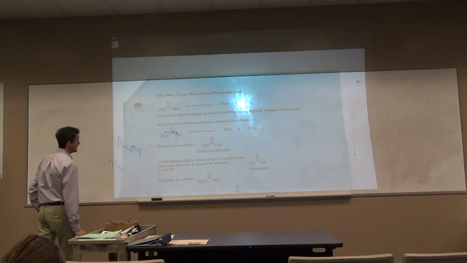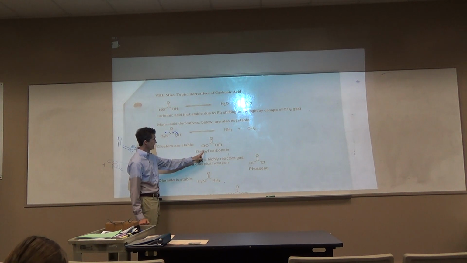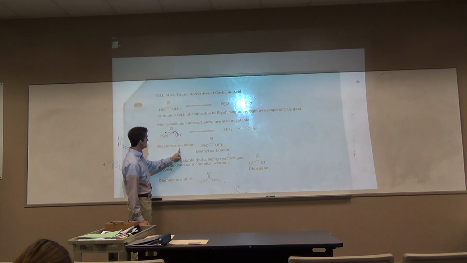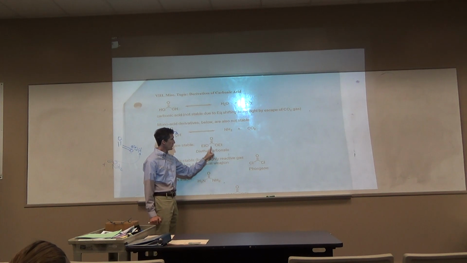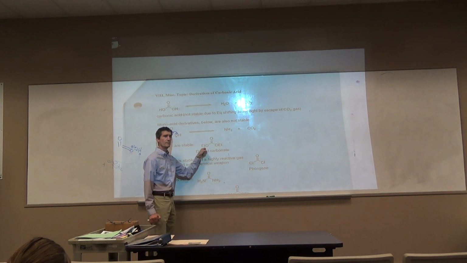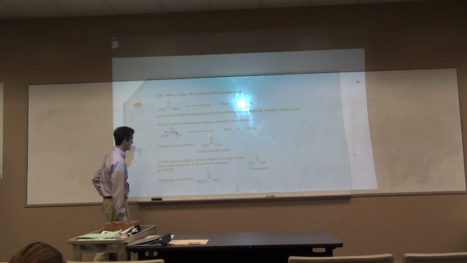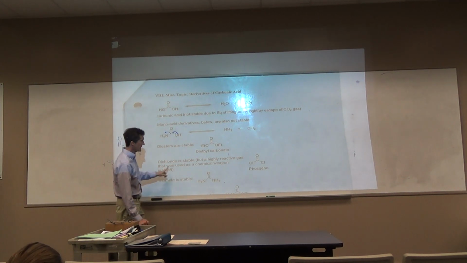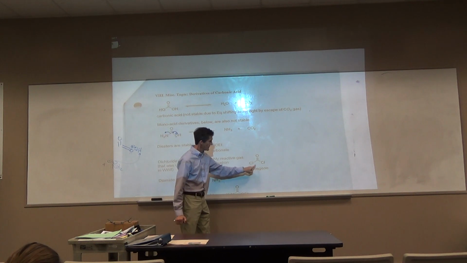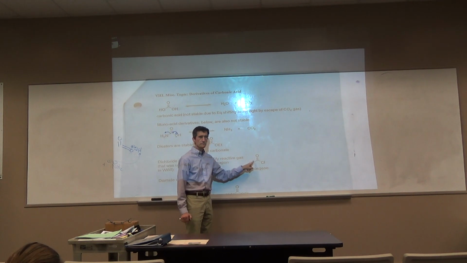Now diesters are stable. Ester on both sides. This is called diethyl carbonate. That's a stable liquid compound. The dichloride is stable, believe it or not. Questions?